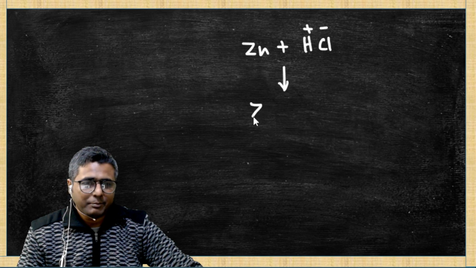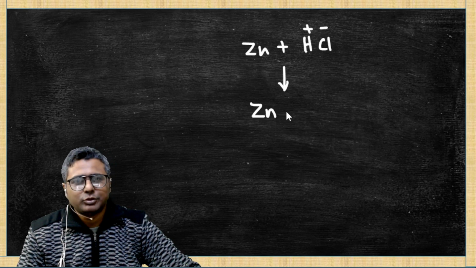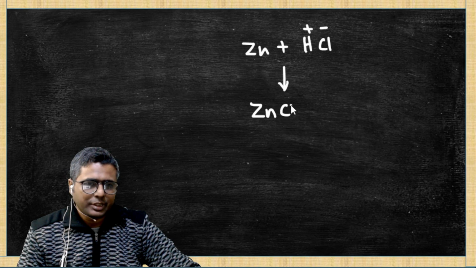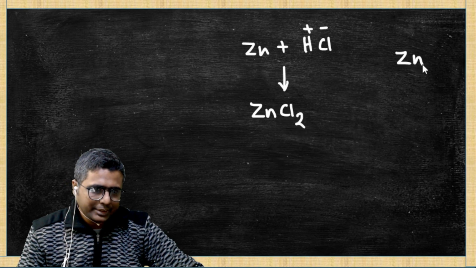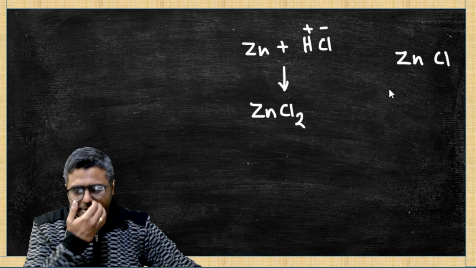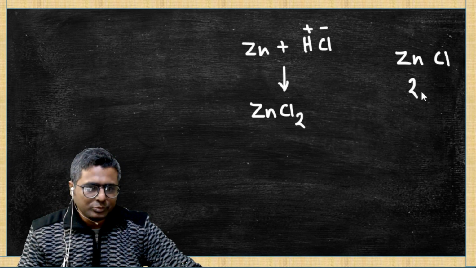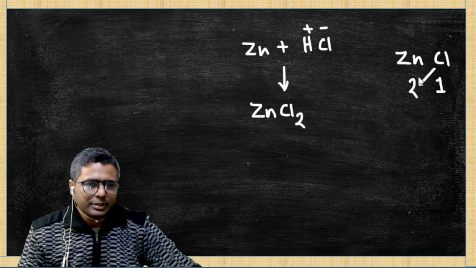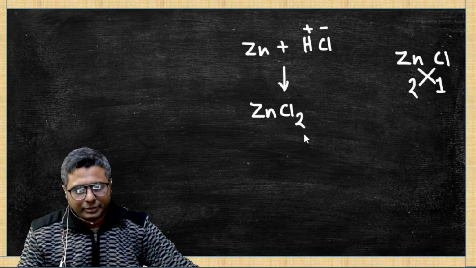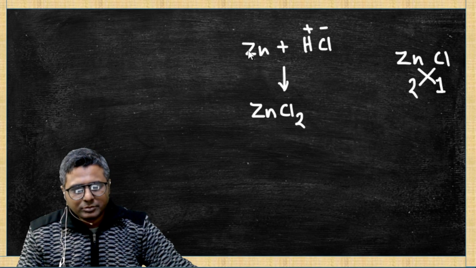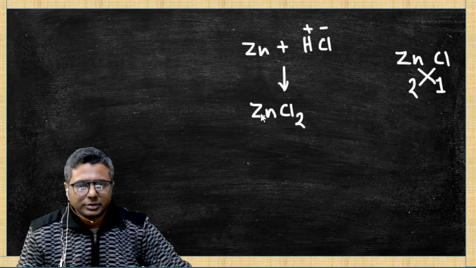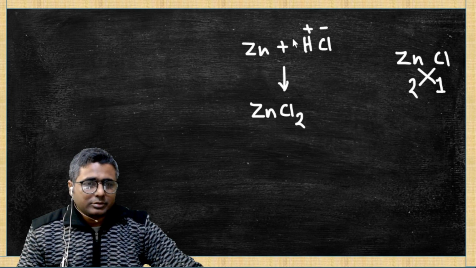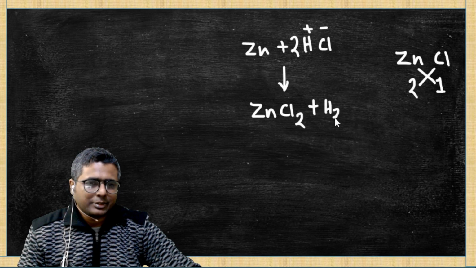So, zinc combines with chlorine. Now, zinc has a valency of 2, so it combines with chlorine to form ZnCl2. How will I find this? You have to write zinc like this, and chlorine like this. Zinc has a valency of 2, chlorine has a valency of 1, cross multiply and find out the answer. Don't just replace it and write ZnCl plus H2, 0 marks. To balance it, 2 HCl, and H2 is going to get liberated.